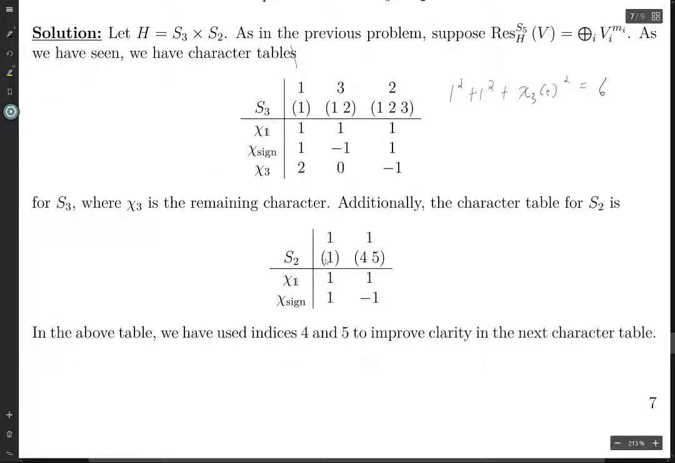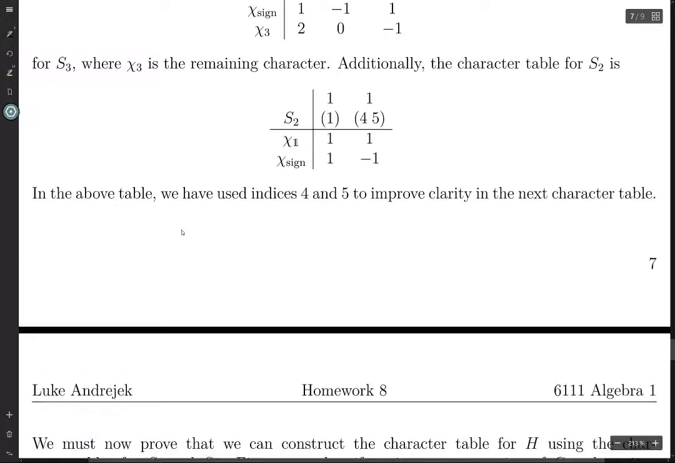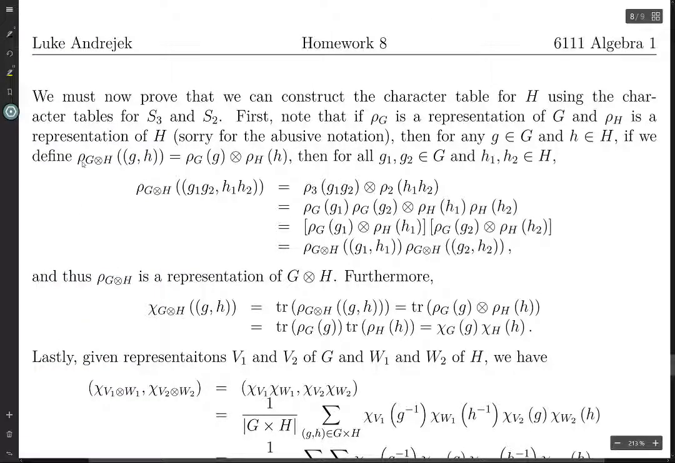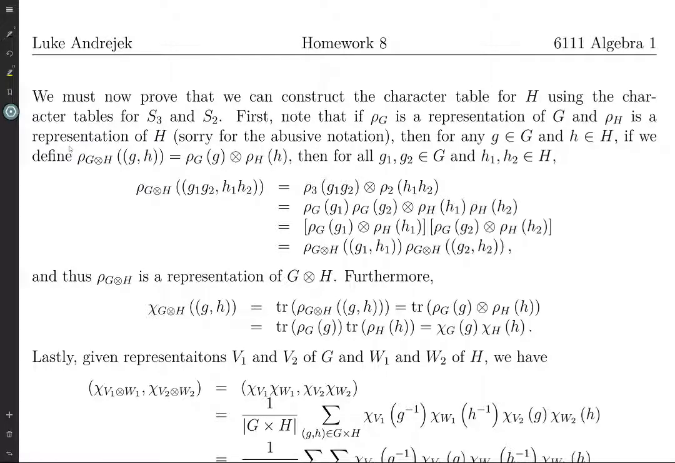Anyways, okay, so we have S3 and S2. So how do we use this to get the character table for H? Here's what we're going to do. We're going to consider the character table of S3 and the tensor product of that with the character table for S2, in some sense. But let's be specific about that.